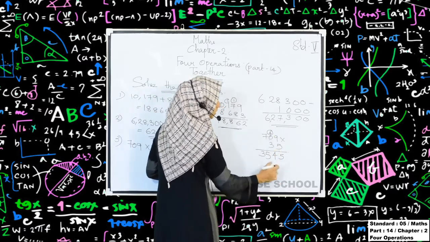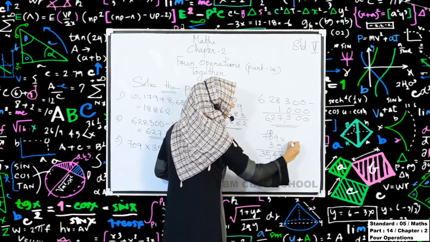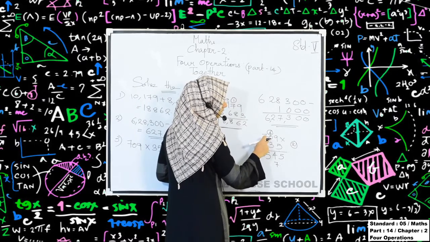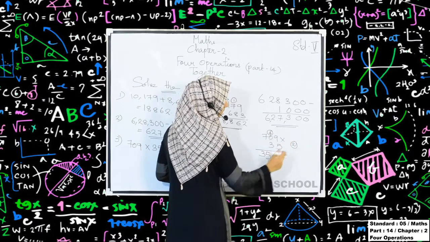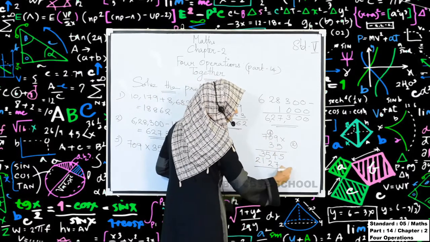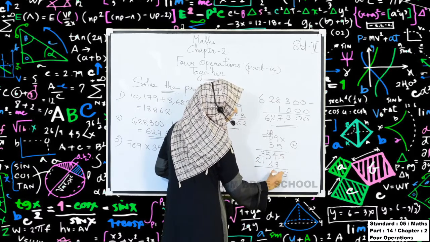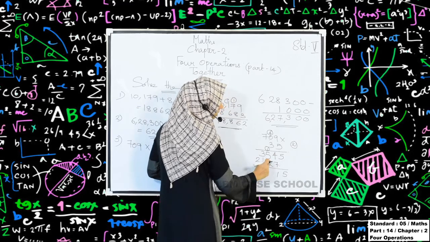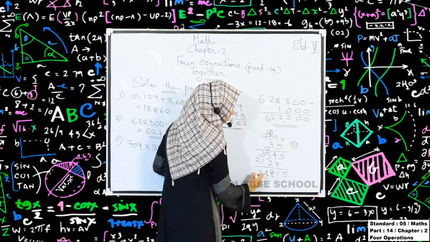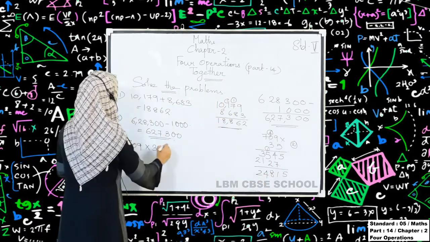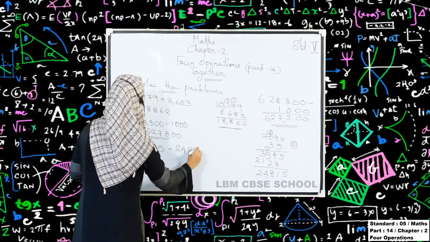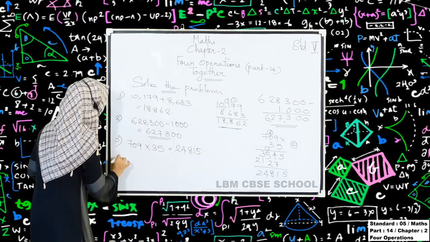So 3 nines are 27. We will write 7 here. 2 is carry over. 3 zeros are 0. Then plus 2 2. 3 sevens are 21. 5 7 plus 4 is 11. 1 is carry over. 5 plus 2 is 7. 1 8. 3 plus 1 is 4 2. So the answer of this multiplication is 24,850. Next question, fourth one.